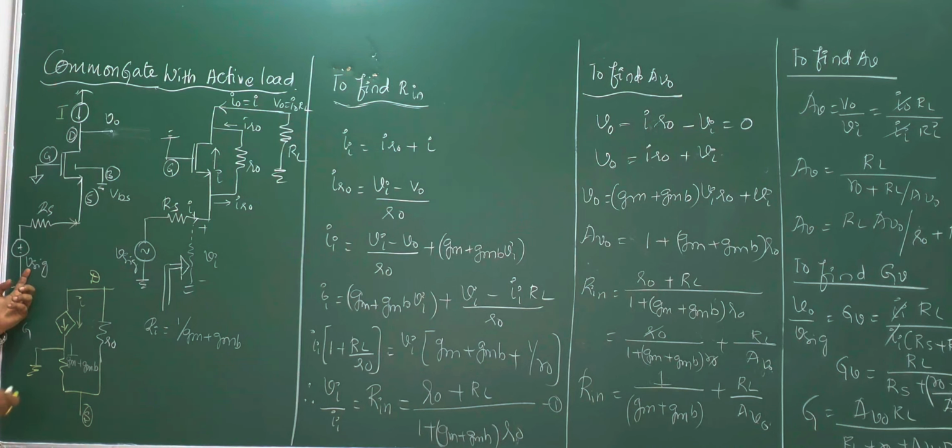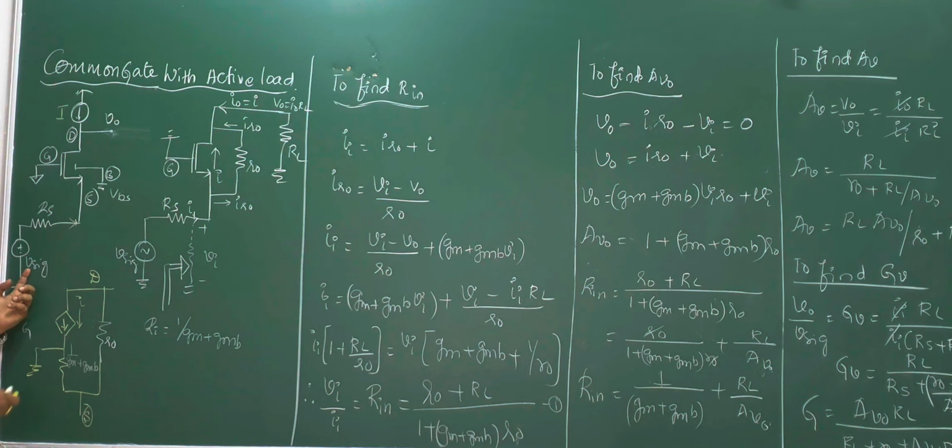Without body effect, what is the current of a transistor? I is equal to gm vgs. With body effect, an additional terminology called gmb, the transconductance due to the body effect. gm is for the transconductance without body effect. When body effect is considered, gmb should be considered. So this circuit we need to consider. This is a T model, so the T model for the circuit.